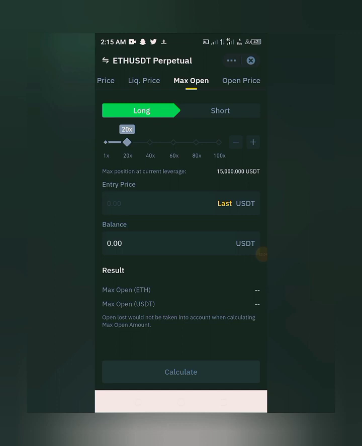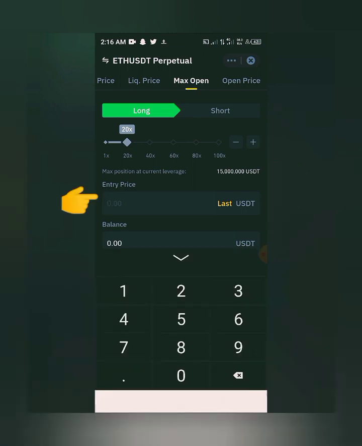Now let me assume that you want to calculate your max open. The first thing for you to do is to decide if you are going to go long or go short. Then you select your leverage. I'm using 20x leverage here. The next thing is to enter your price. Let me just pick a price here.